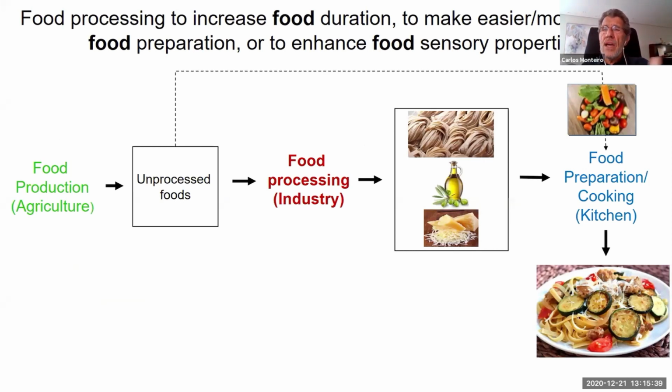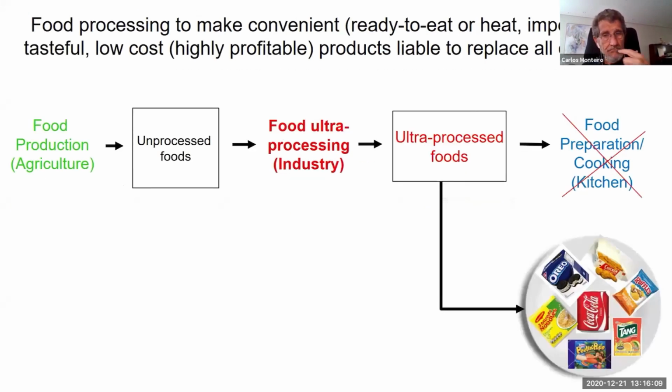The Mediterranean diet, for instance, but not just the Mediterranean diet, different dietary patterns we find all over the world. And why are they important? Because with these types of food processing, we increase food duration. This is essential. We wouldn't have human societies without food processing, without prolonged duration of foods. But they are also important to make food preparation easier or more diverse, and also to enhance food sensory properties.